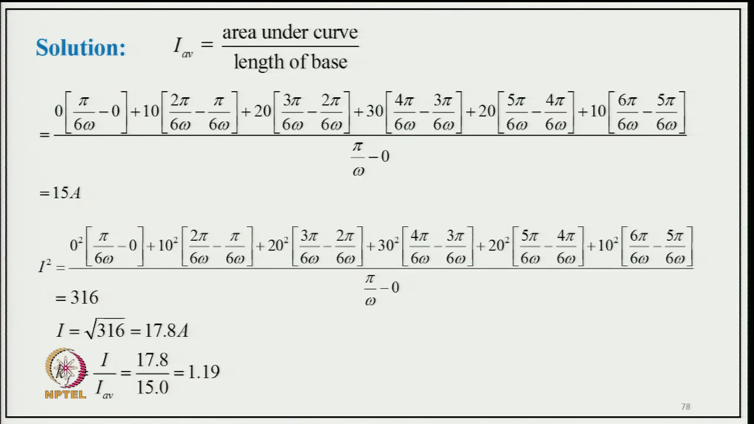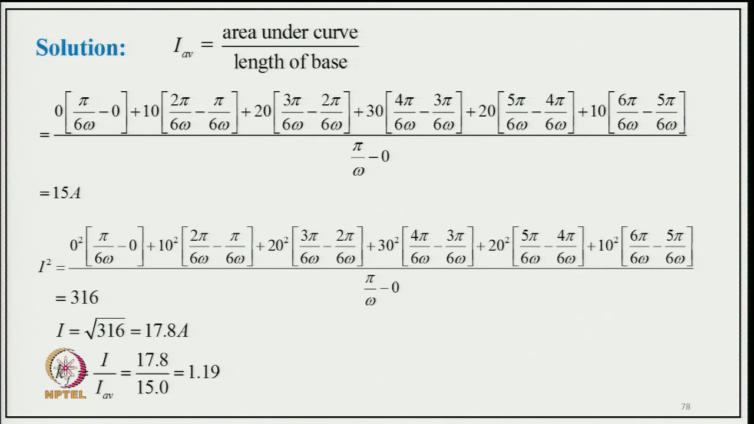So, we can take I average equal to the area under the curve divided by the length of the curve. We can find the area as 0 × (pi/6ω − 0), that is the interval, and similarly 10 × (2pi/6ω − pi/6ω), plus 20 × (3pi/6ω − 2pi/6ω), plus 30 × (4pi/6ω − 3pi/6ω), plus 20 × (5pi/6ω − 4pi/6ω), plus 10 × (6pi/6ω − 5pi/6ω), divided by (pi/ω − 0), and that comes to 15 ampere.